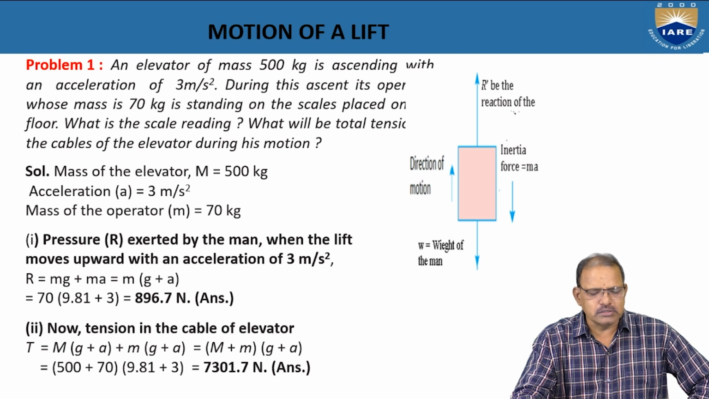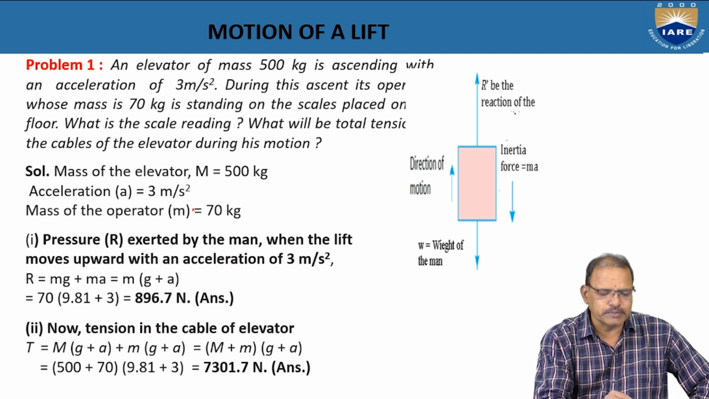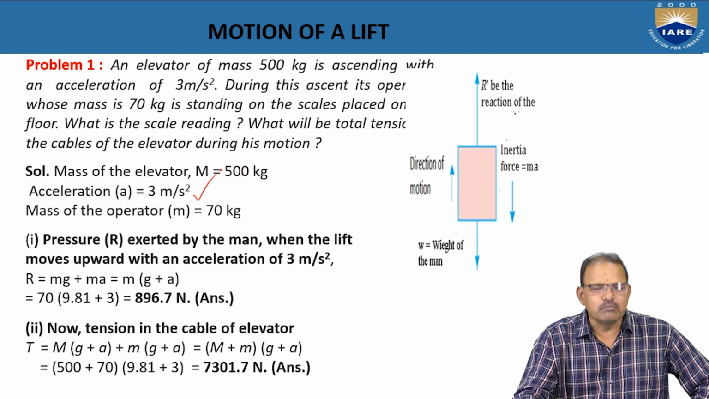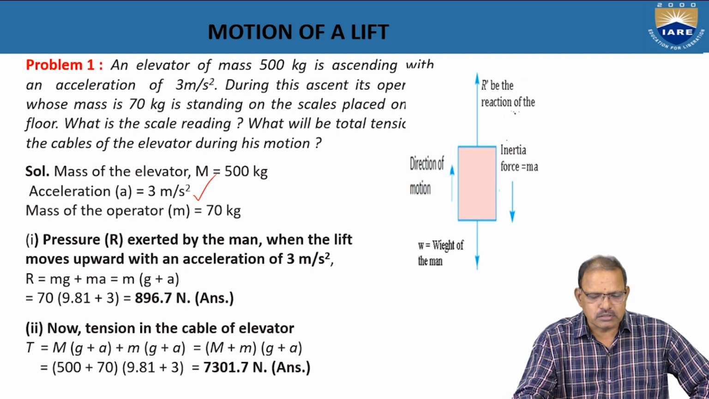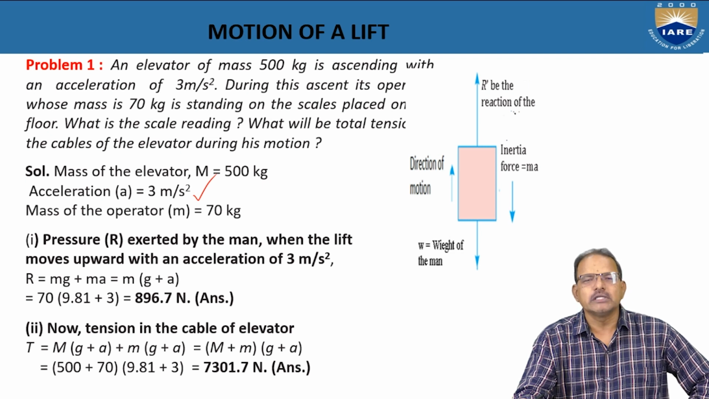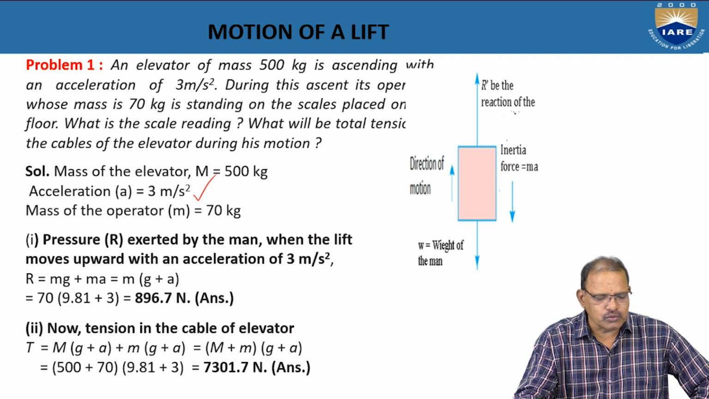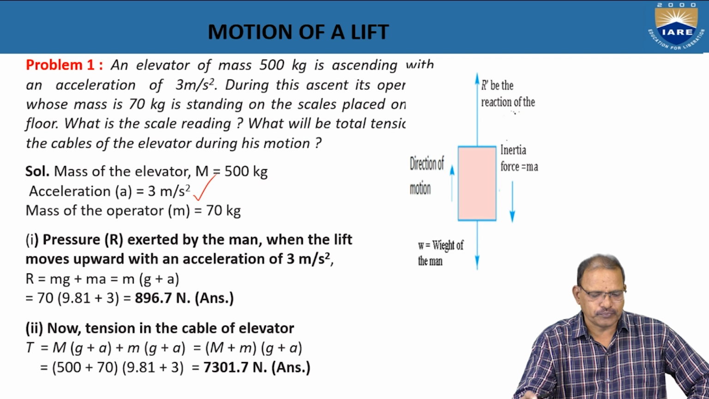Here the given data is: mass of the elevator is equal to 500 kg, acceleration is 3 meters per second square, and mass of the operator is 70 kg. Here, first we are taking the pressure exerted by the man when the lift moves upwards with an acceleration of 3 meters per second square.